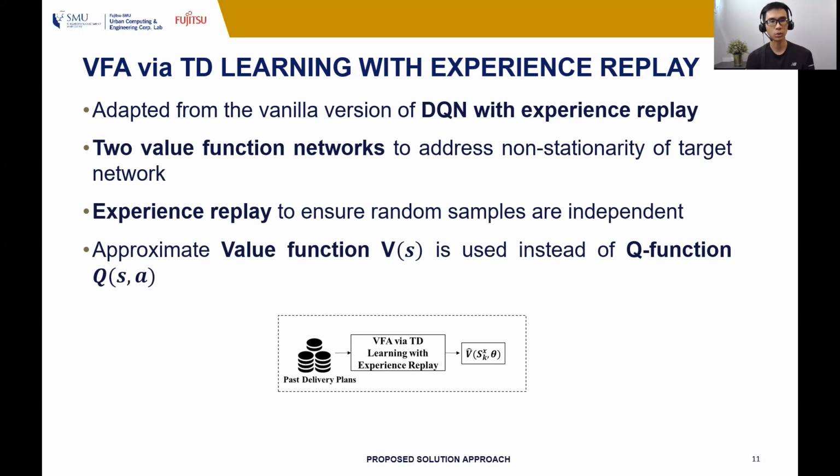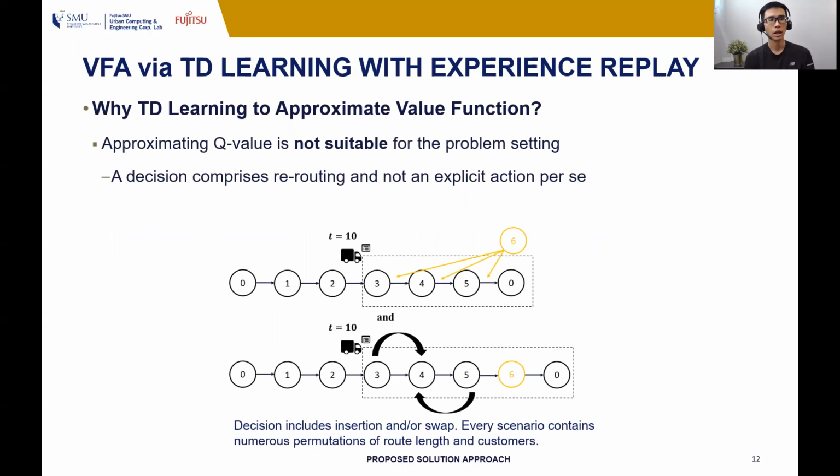So the next logical question will be, why then do we approximate the value function? This is because approximating Q value in our problem setting is not suitable because a decision comprises rerouting and not an explicit action per se. For example, in this scenario, customer 6 requests for a service. So the action is not merely where to insert customer 6. The decision involves rerouting even the existing customers. So customers, for example, 3 and 4 may be swapped, and even 5 can be swapped.